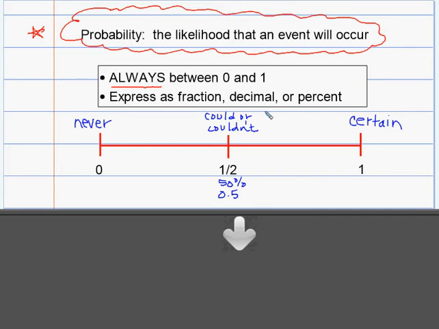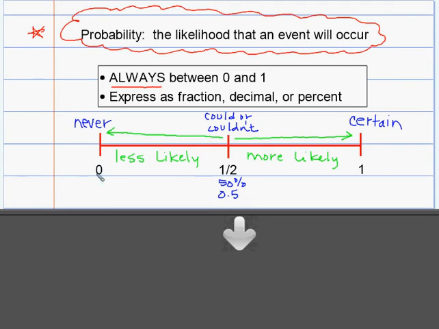Now, what happens here is that as we move from 1/2 to 0, the probability of the event gets less likely that it will occur. Okay, so as your percent decreases, the event is less likely to happen. And on the other side, as we get closer to 1, it's more likely to happen. Okay, so that's kind of how you read this chart.